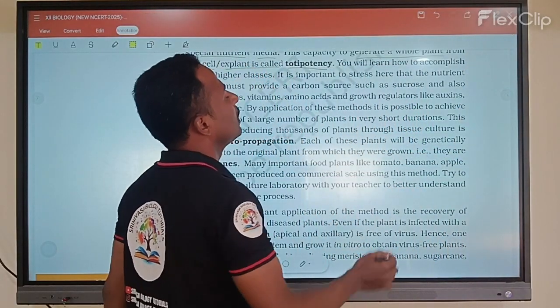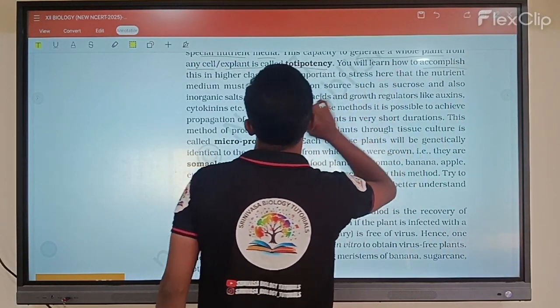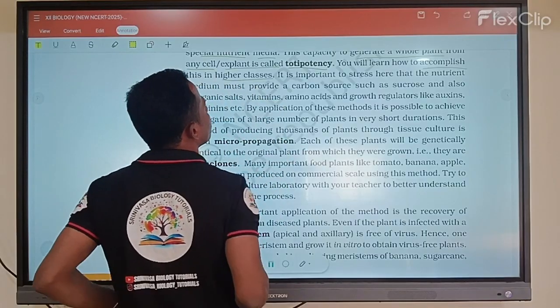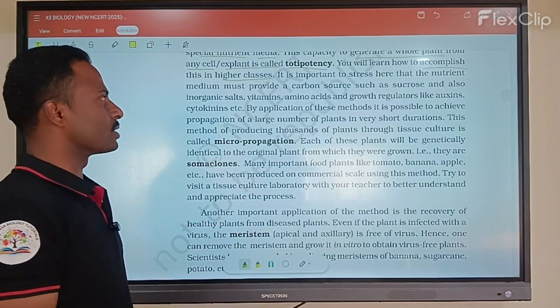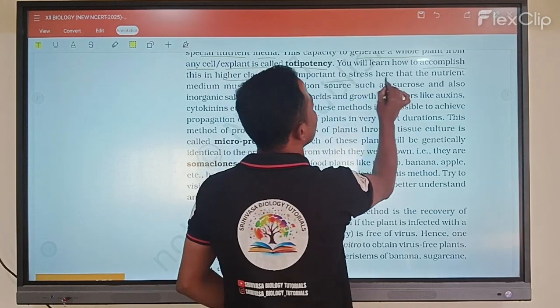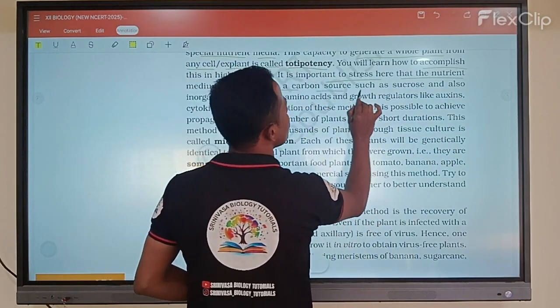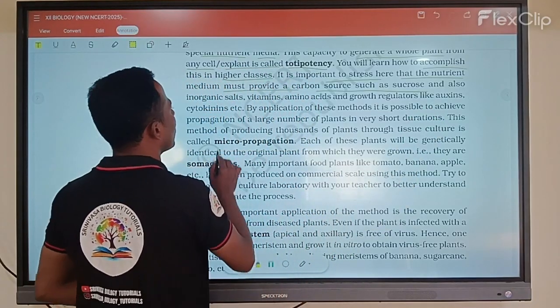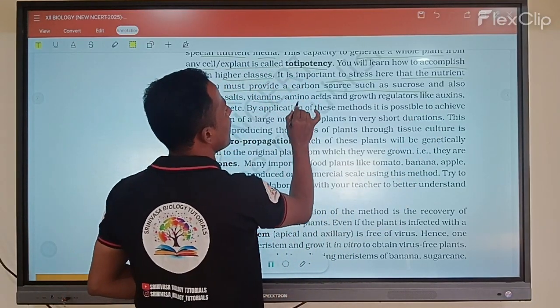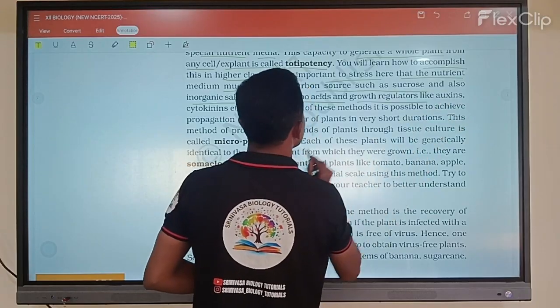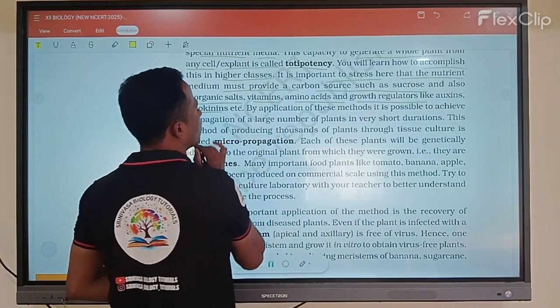Here you will learn how these are accomplished. It is important to stress here that the nutrient medium must provide a carbon source such as sucrose, and also inorganic salts, vitamins, amino acids, and growth regulators like auxin, cytokinins, etc.